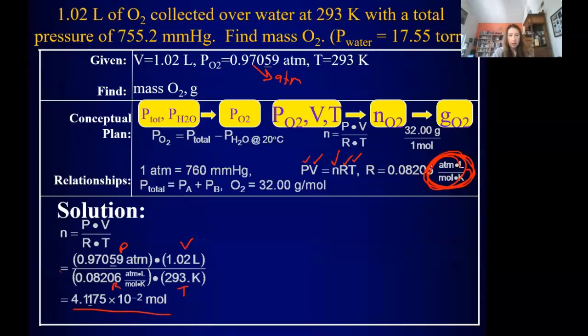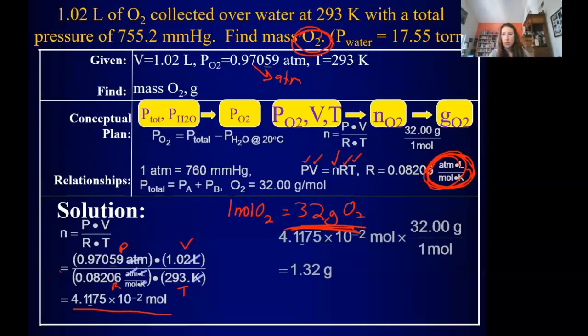And from here, cross out our units. Then we can just use molar mass. And remember, it's O2. So in 1 mole of O2, there are 32 grams of O2, not 16, because it's a diatomic. So we got 1.32 grams.